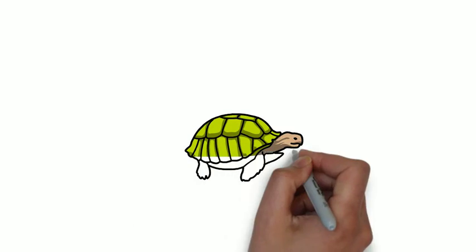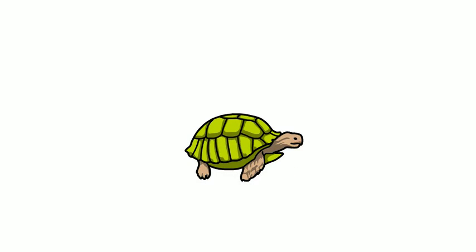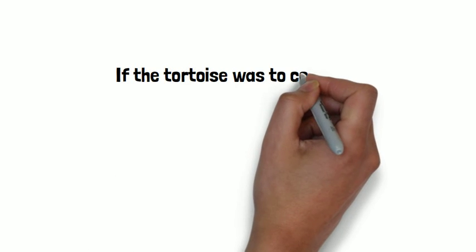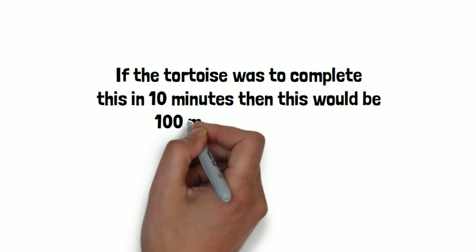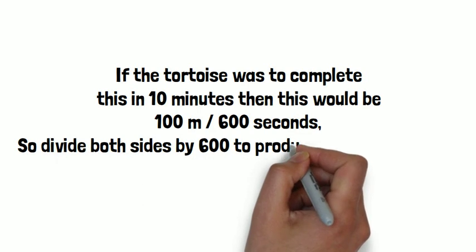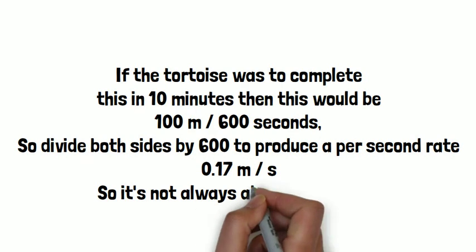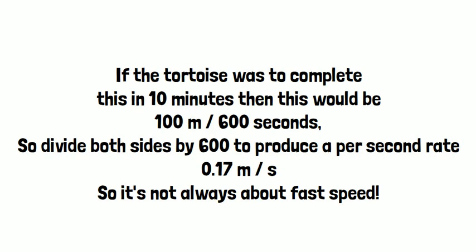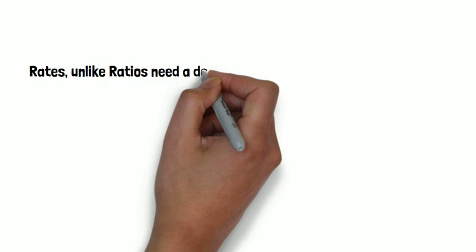However, not everyone is so quick. What about if our slow tortoise friend was to complete it in 10 minutes? This would be 100 meters in 600 seconds. So we divide both sides by 600 to produce a 0.17 meters per second rate. So it's not always about fast speed. It's just about the rate that it happens.